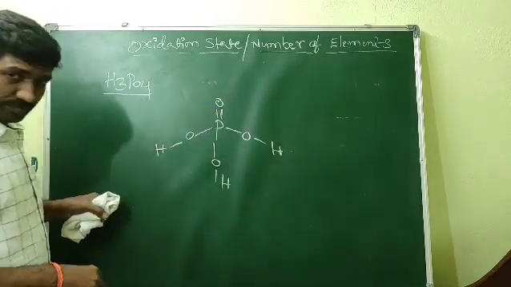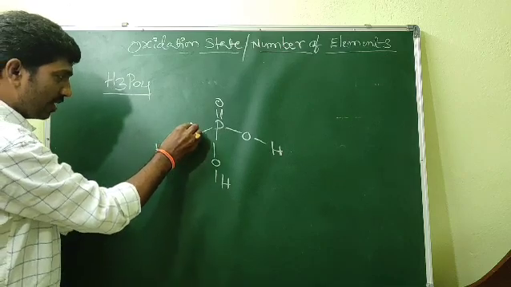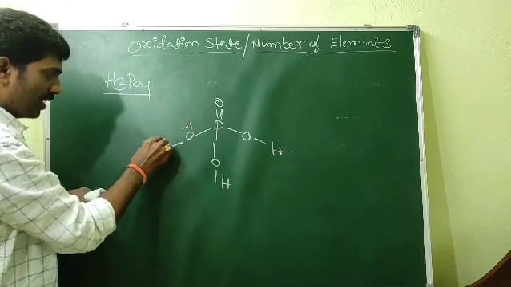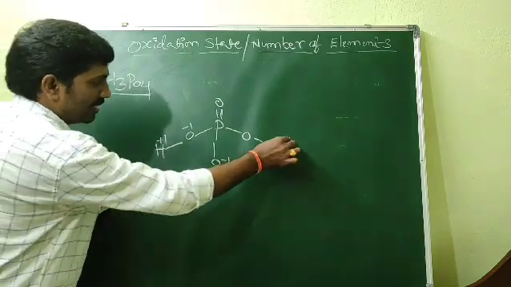Here, hydrogen and oxygen: which is more electronegative? This one, so -1. This one is +1. In these two also, this is +1. This is -1. This is +1.